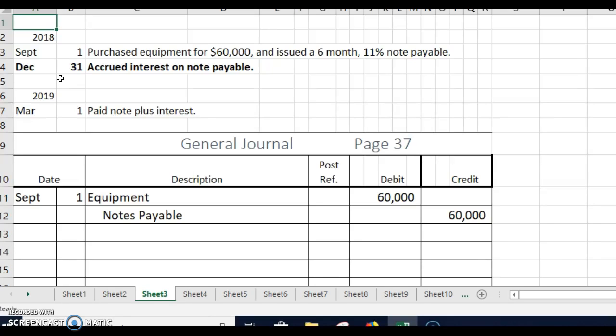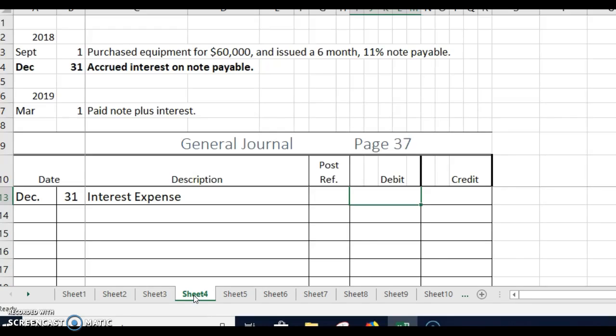And really, every day that's going by on this note, we're incurring interest expense. So if we wait until the maturity date on March 1st of next year to record the interest expense, all of that interest expense is going to be reported in 2019, when a portion of it was incurred in 2018, and we need to make an adjusting entry to get it recorded. So what we need to do on December 31st is we have to debit interest expense.